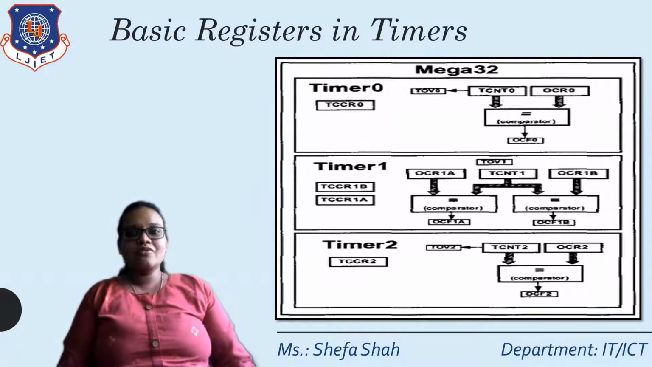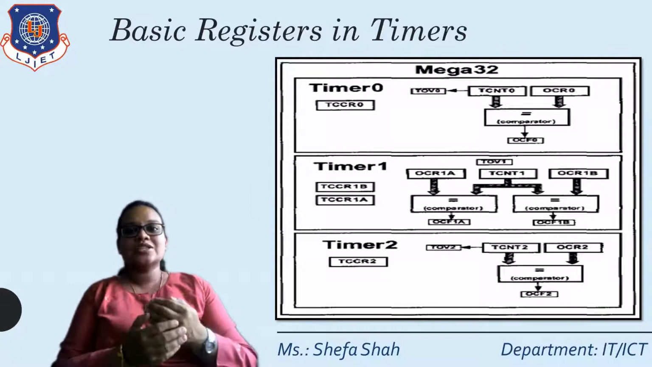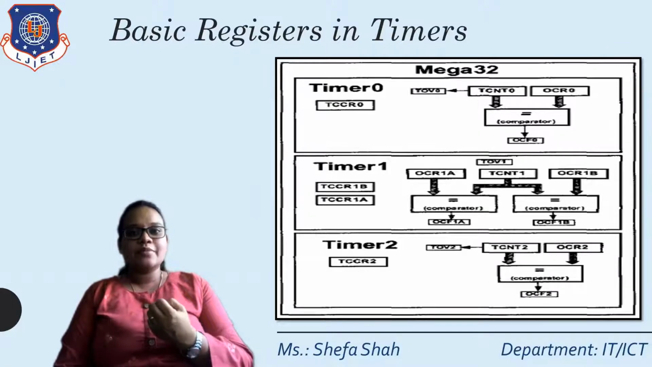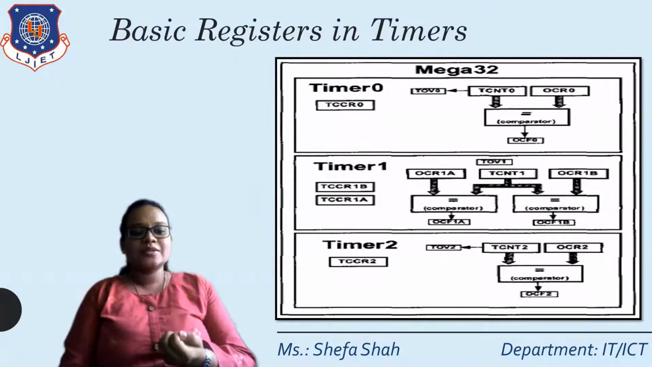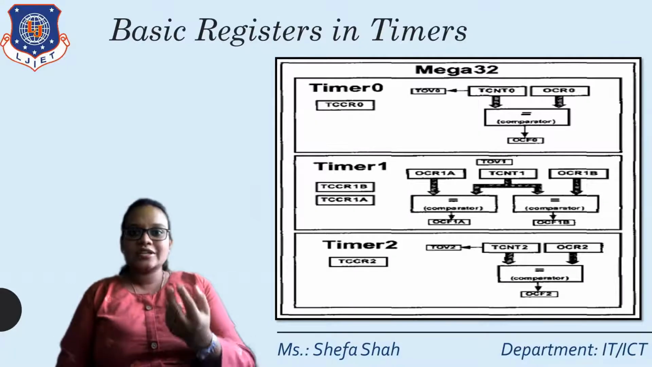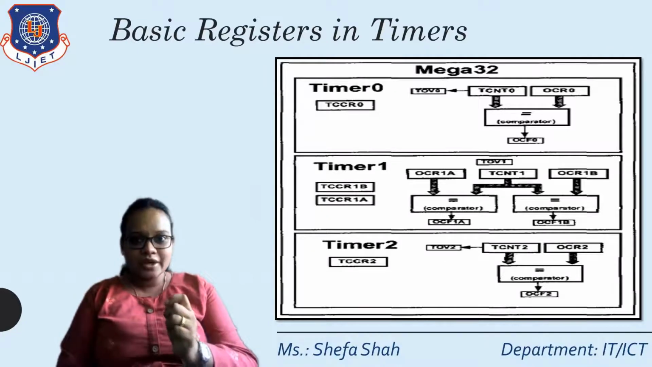Now, what does the timer do basically? Let's talk about timer 0. Timer 0 is an 8-bit register, so the maximum count will be 2 raised to 8, that is 256. The timer will count from 00 up to the maximum, that is 255, which is FF. Clear?